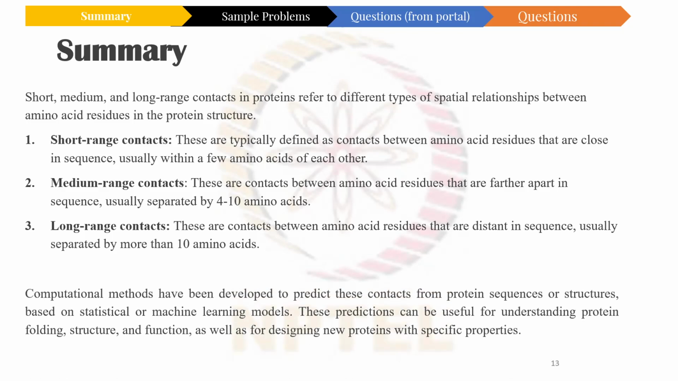So the identification of short, medium and long range contacts in proteins can be done using experimental techniques, but computational methods have been developed to predict these contacts from a protein sequence or structure based on statistical or machine learning methods. These statistical or machine learning predictions can be useful for understanding protein folding, structure, and function, as well as for designing new proteins with specific properties.